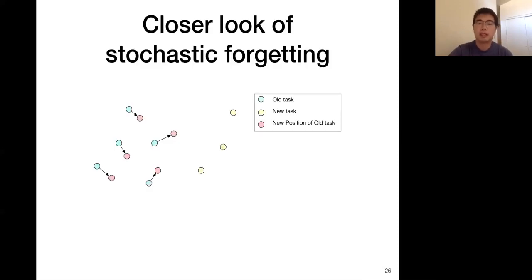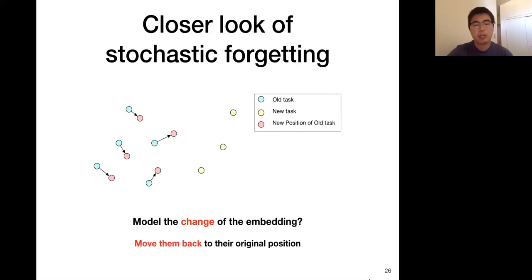So let's have a closer look at the stochastic forgetting. Here you can see the dots on the plot as the embeddings for sentences. When we learn on a new task, the embeddings for the sentences of the previous task will be moved to a new position, like the pink dots here. Since the embeddings for the previous task changed, their performance will drop as well, and this will cause stochastic forgetting. So we are thinking, can we explicitly model the change of the embedding so that we can move them back to their original position where they had the best performance?